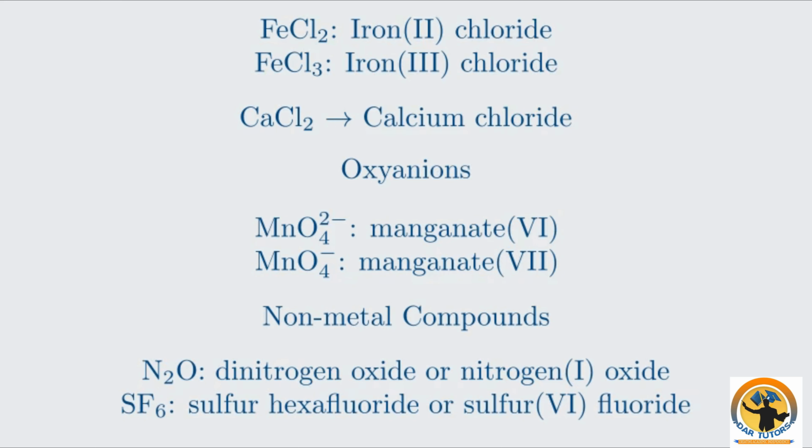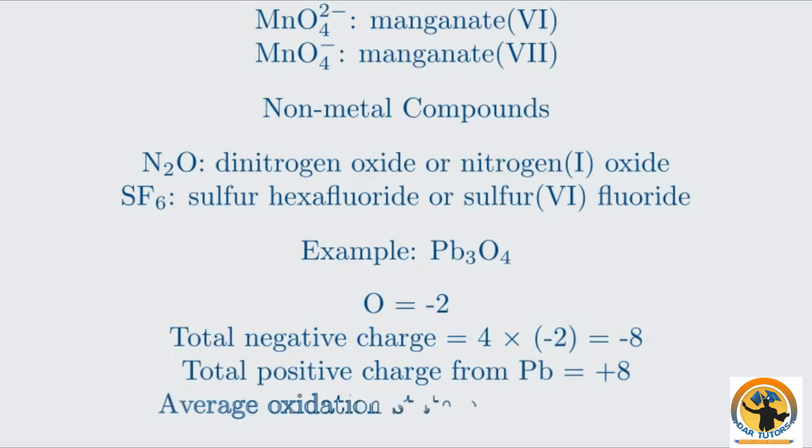Let's work through an example to solidify this. What is the name of Pb3O4? First, we determine the oxidation states of lead. Oxygen's oxidation state is typically -2, so for 4 oxygen atoms, the total negative charge is -8. The compound is neutral, so the lead atoms must provide a total positive charge of +8. Dividing by 3 lead atoms gives a fractional oxidation state, which is not possible.